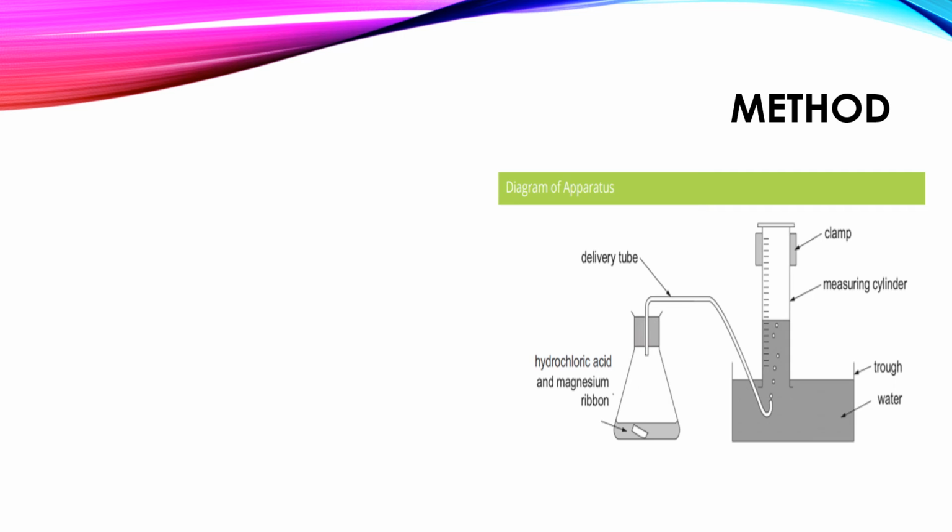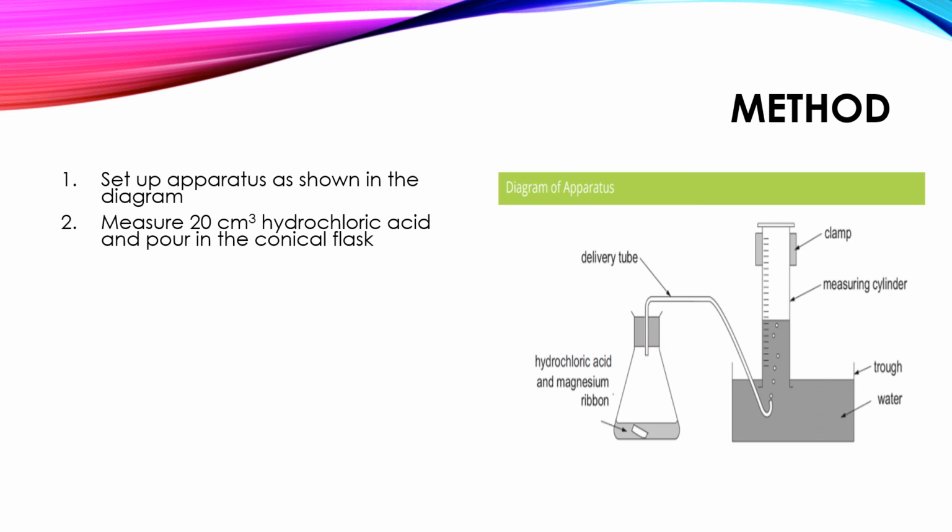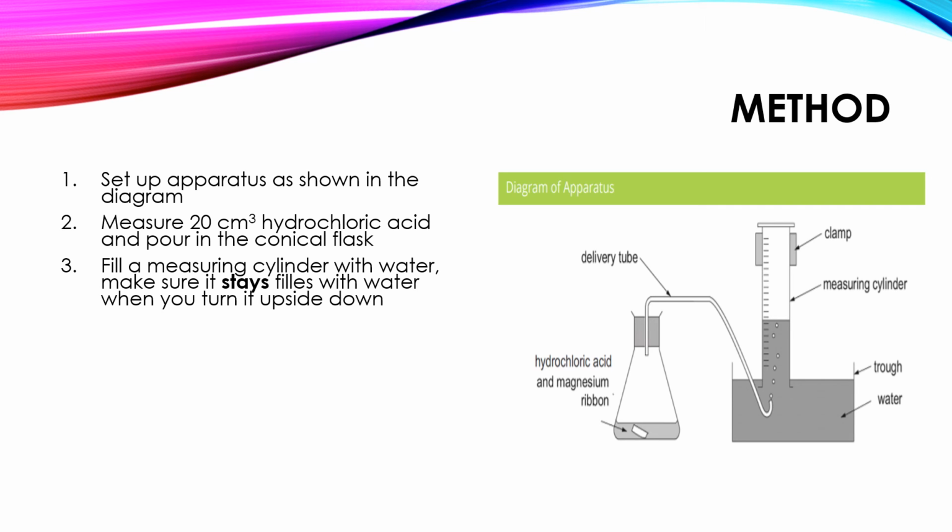So to carry out this reaction, you are going to set up the apparatus as shown in the diagram to your right. You're then going to measure 20 cm³ of the 1 mole hydrochloric acid using the 25 cm³ measuring cylinder. You're then going to pour the acid into the 250 cm³ conical flask. We're then going to fill the other measuring cylinder with water, making sure it stays filled with water when you turn it upside down and clamp it above the trough.